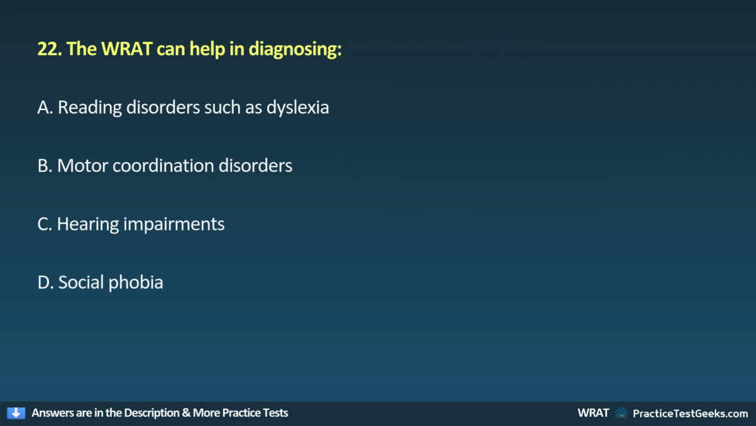22. The WRAT can help in diagnosing: A. Reading disorders such as dyslexia. B. Motor coordination disorders. C. Hearing impairments. D. Social phobia.